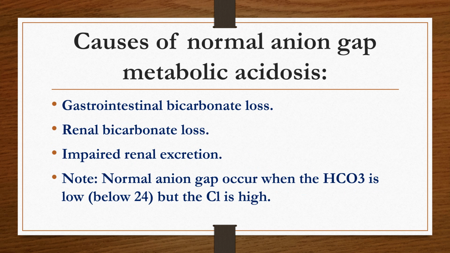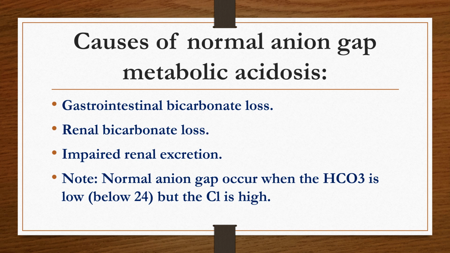Causes of normal anion gap metabolic acidosis. Gastrointestinal bicarbonate loss, for example, vomiting, renal bicarbonate loss, and impairment of renal excretion. And for your information, normal anion gap occurs when the bicarbonate is low, below 24, but the chloride is high.